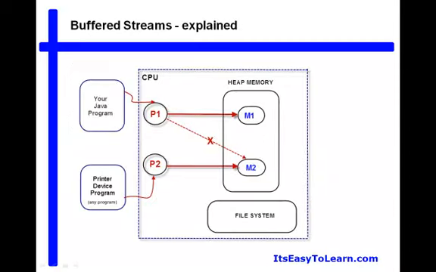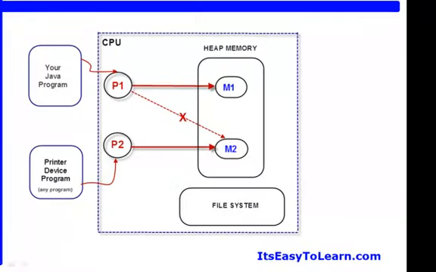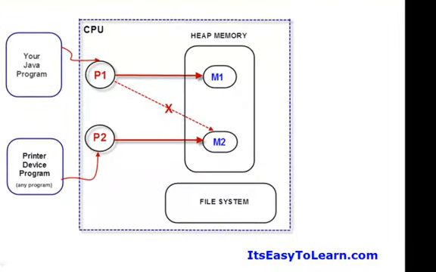Let us look at a schematic representation here. You have your Java program, which is a process as far as the operating system is concerned. Similarly, there are multiple processes running in your system. You could have, for example, a printer device program, the screen display, your music program. All these are processes which are executing concurrently in your system.